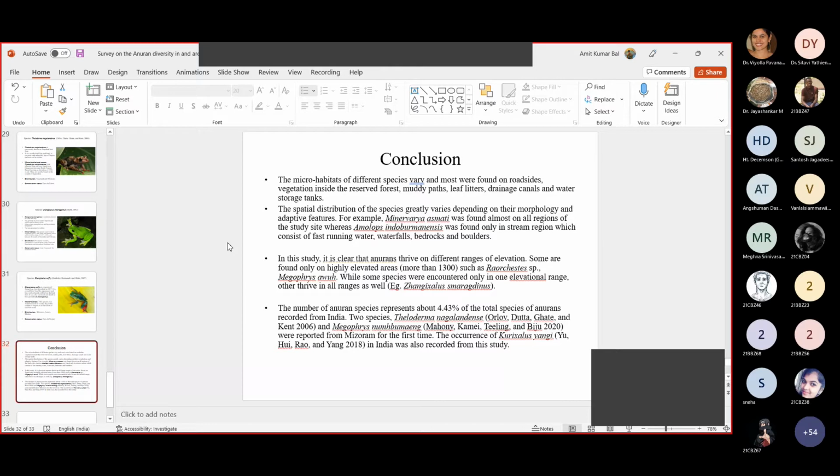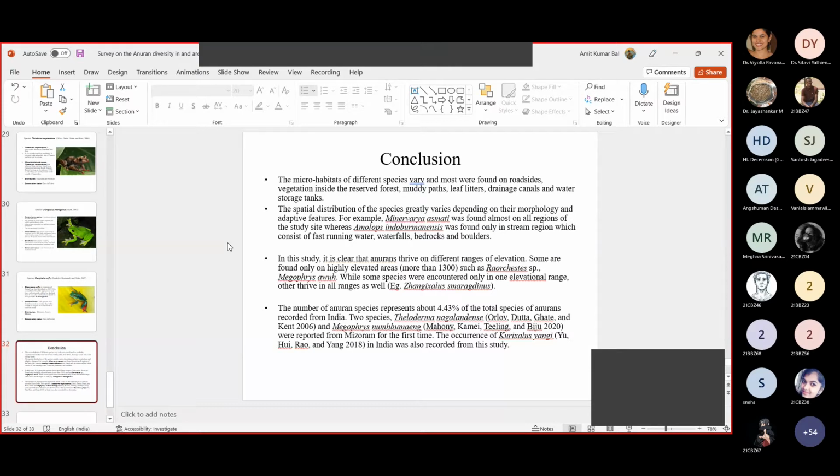From this study, it is clear that anurans thrive on different ranges of elevation. Some are found only on highly elevated areas such as the Raorchestes and the Megophrys, while some species were encountered only in one elevational range. Some also thrive in all ranges such as Zhangixalus smaragdinus.